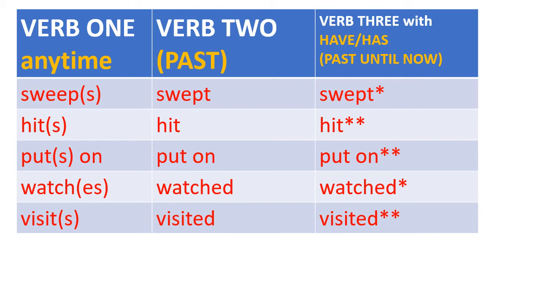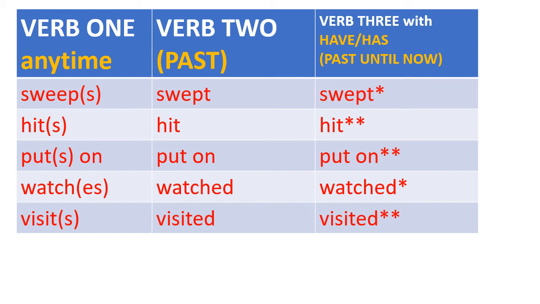So here are verbs on this list here. So check to make sure when you write your questions and answers that you are using the correct verb. So remember, verb 1 goes with any time, visit, visits. Verb 2, visited. That means visit before now, in the past. Visited is the same verb 3 as verb 2. We use that with has or have when we talk about different times in the past, until now.